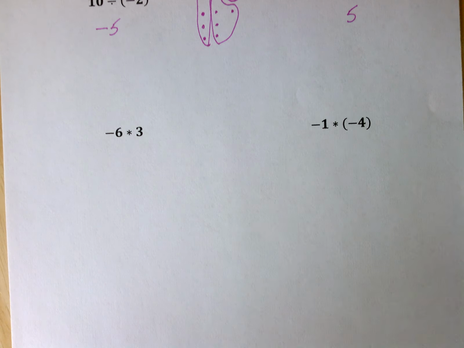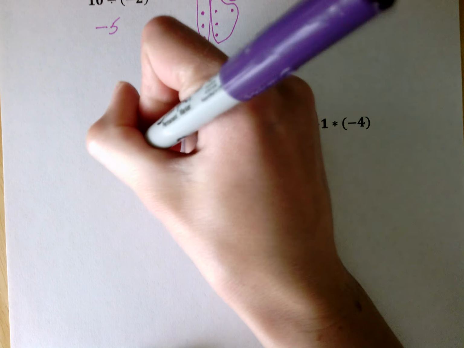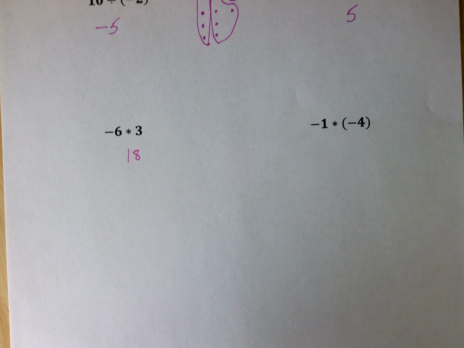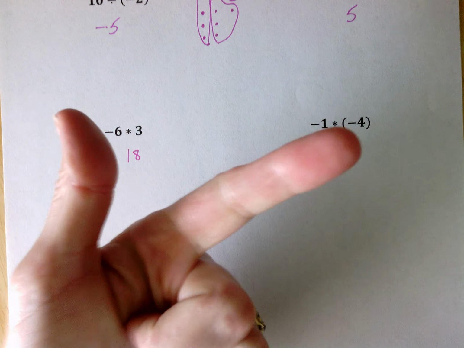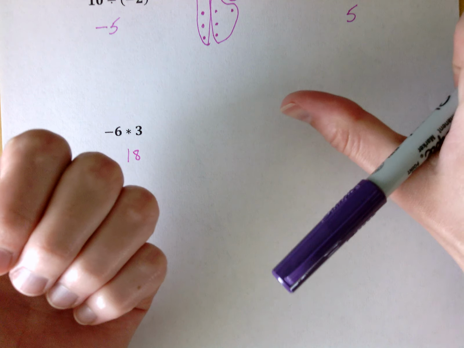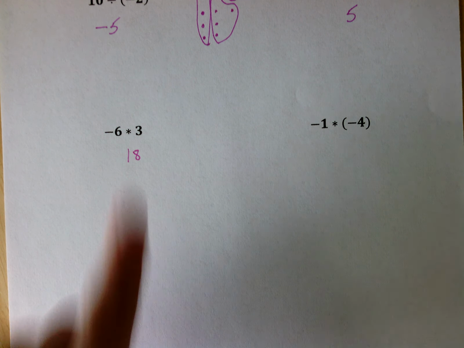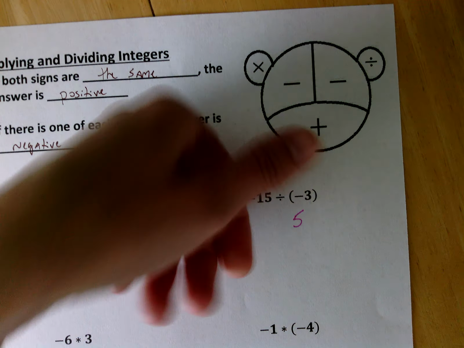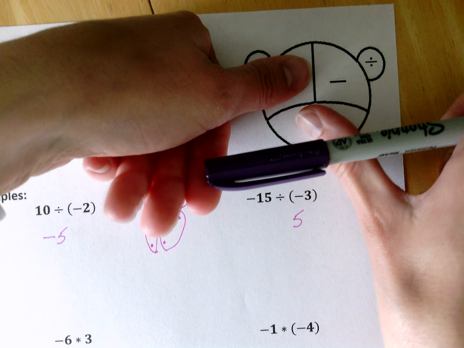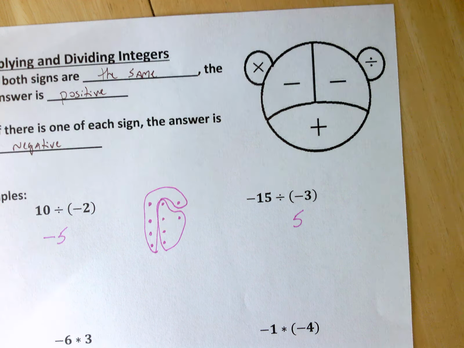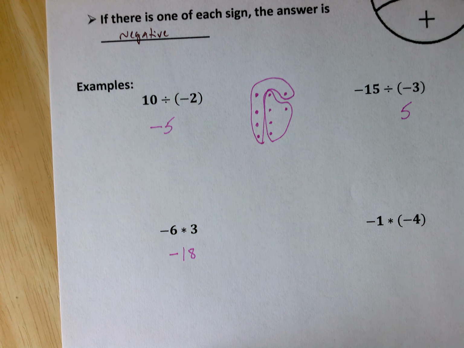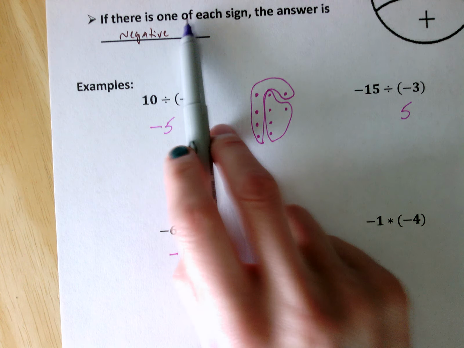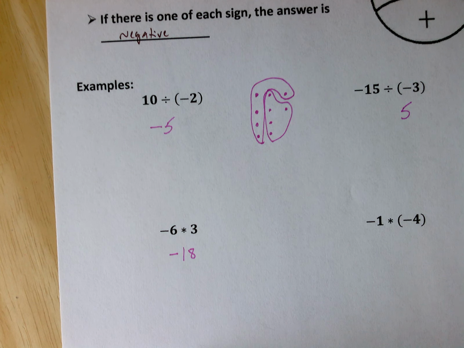All right, let's look down here. So negative 6 times 3. 6 times 3 is actually my favorite multiplication problem. So I know that 6 times 3 is 18. But if you didn't know that, you could do it out on your fingers. Count by threes. 3, 6, 9, 12, 15, 18. There we go. And I've got a negative and a positive. So if I have one that's a negative and one that's a positive, my answer is going to be negative. So my answer is negative 18. Or you could use your rule and say there's one of each sign, so the answer has to be negative.